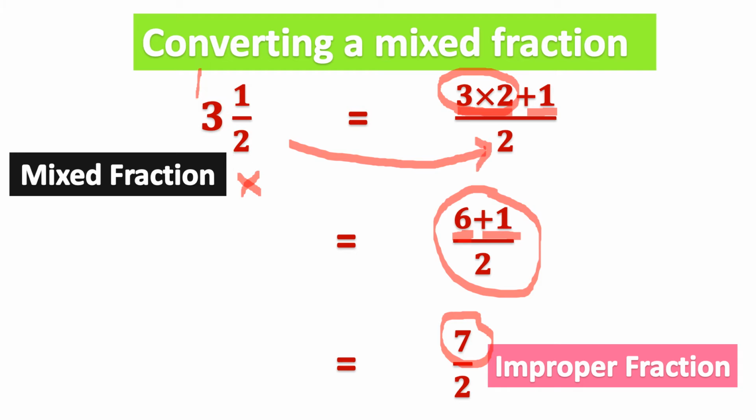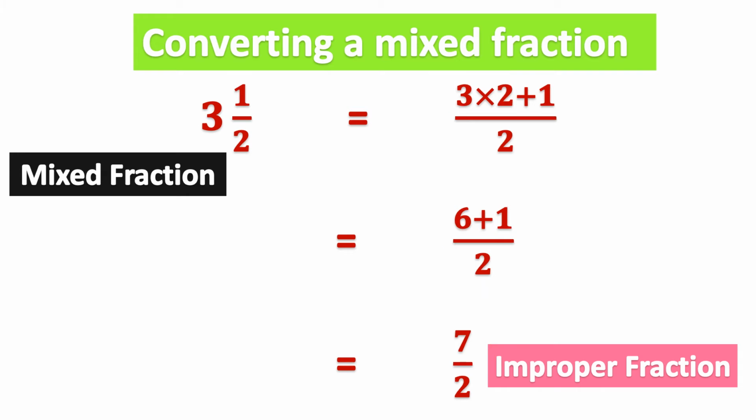So let's look at it once more clearly. So you can see what is the direction? This is the direction. So what do I do first? First I multiply the whole number and the denominator. So 3 into 2 plus the numerator, so plus 1. So 3 into 2 is 6 plus 1. 6 plus 1 is 7 and the denominator remains the same, 2. So this is the regular fraction that we got, right? So the mixed fraction, I converted into normal fraction.